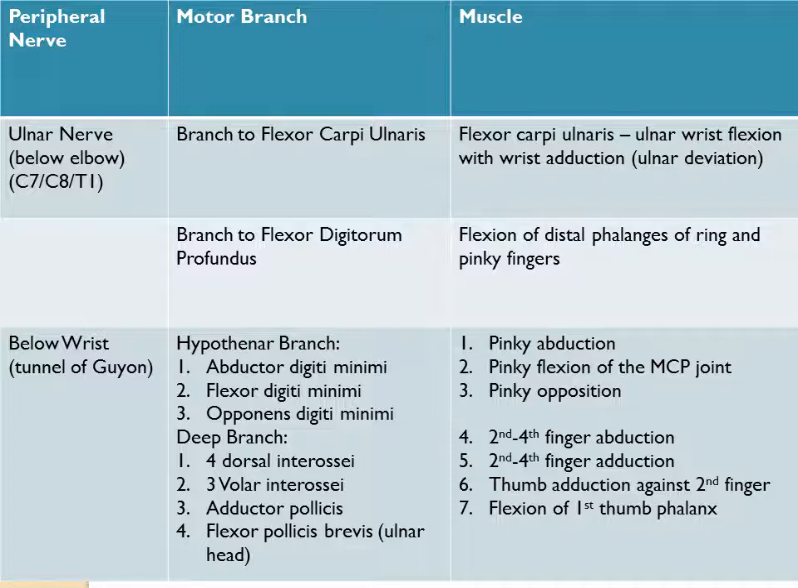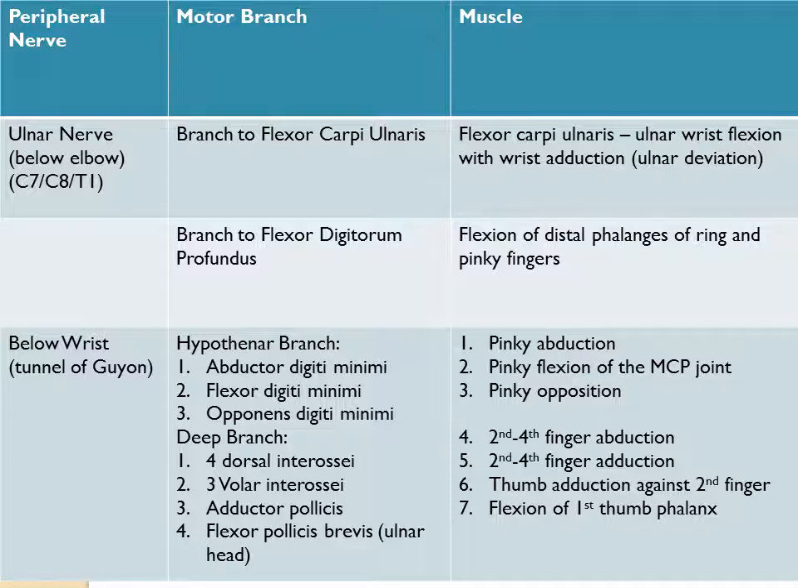The deep motor branch serves many muscles, including the 4 dorsal interossei muscles. Those are responsible for abduction of the 2nd through the 4th fingers. They serve the 3 volar interossei muscles, and those are the adductors of the 2nd through the 4th fingers. It also serves the adductor pollicis and then the flexor pollicis brevis. All those total 9 small finger muscles served by the deep branch.